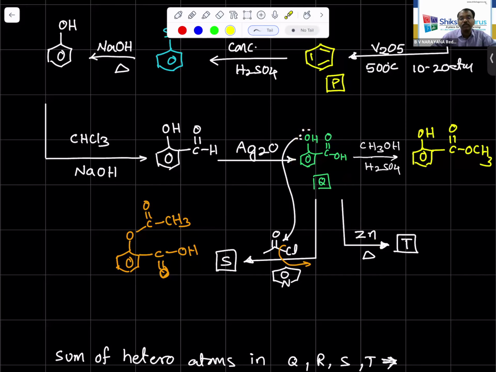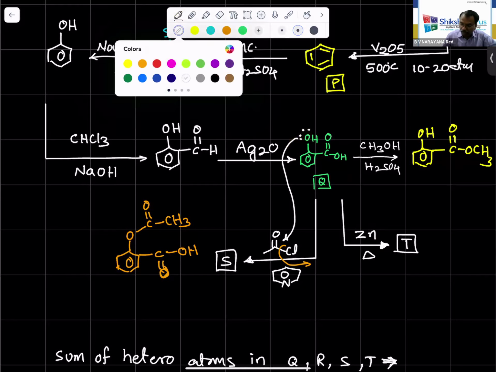Here it is one more very famous reaction. It is a phenol treated with zinc at a high temperature. What will happen? Reduction takes place. Metal is a reducing agent. Zinc reacts with this phenol and removes this oxygen atom. Therefore, it will convert into benzene.